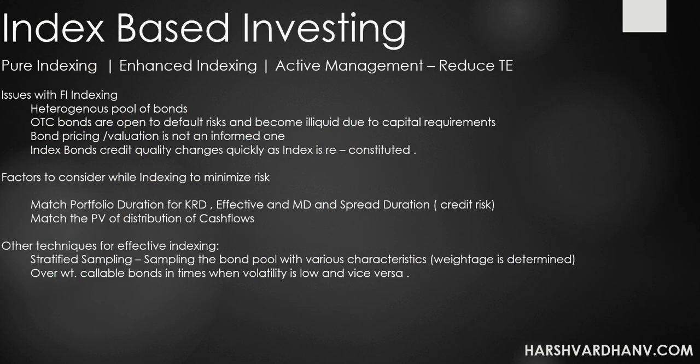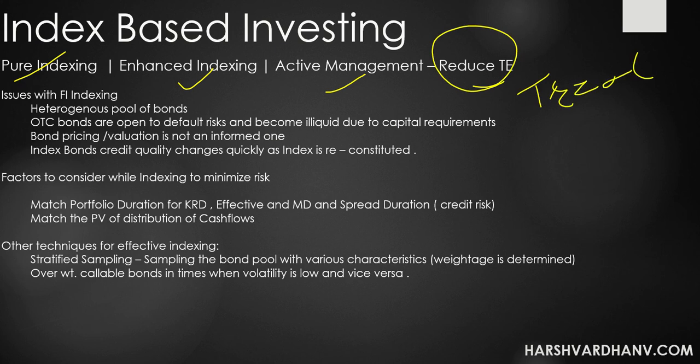So again, index-based investing. We understood from the first slide that there are two ways. One is the cash flow method, where you match the cash flows and match the duration. Second is basically to invest in the indexes. We know that pure indexing is investing as per the index, enhanced indexing has some gaps between the portfolio and the index. They can have some differences. Active management has the largest active share. The portfolio could be virtually 20 to 30% different from the benchmark. And the goal of index-based investing is basically to reduce the tracking error. We know that tracking error is the standard deviation of portfolio return minus benchmark return.